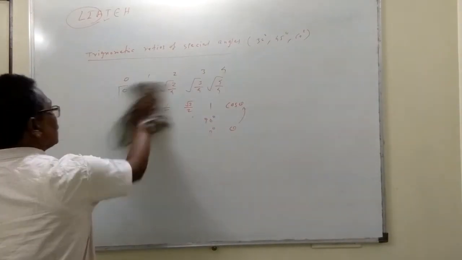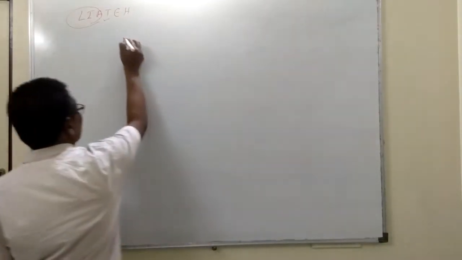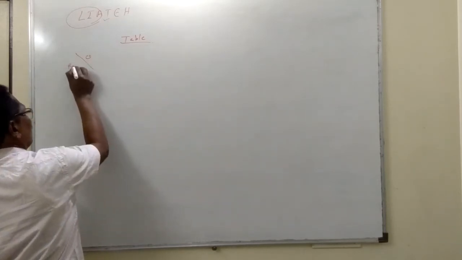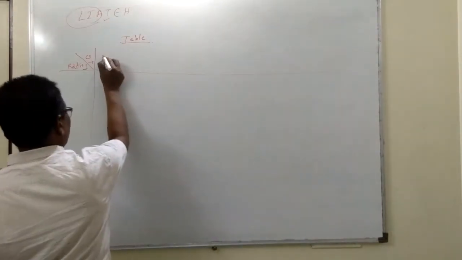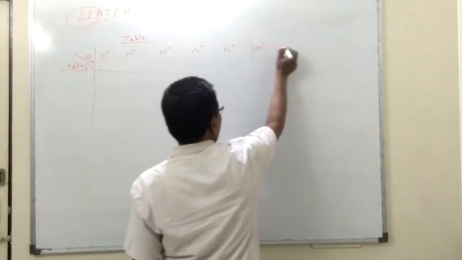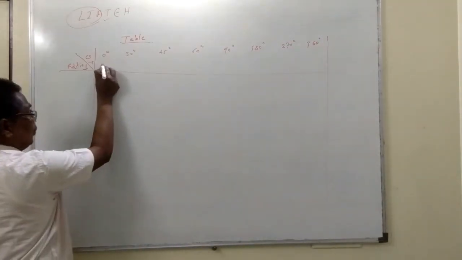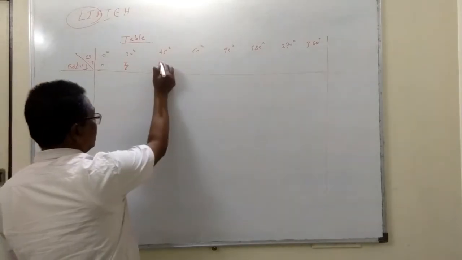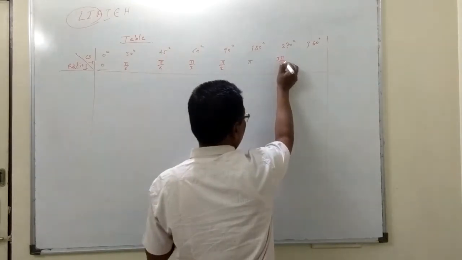Now you want to keep the values for these quadrantal angles and special angles in mind. So we'll prepare the table, with theta and ratio. Theta will take 0 degree, 30 degree, 45 degree, 60 degree, 90 degree, 180 degree, 270 degree, 360 degree. These values you want to keep in mind. Now in radians, 0, pi by 6. You know 30 degree is 30 into pi upon 180, pi by 6. This is pi by 4 radians, pi by 3 radians. 90 means pi by 2, 180 degrees equal to pi radians. This is 3 pi by 2 and this is 2 pi.